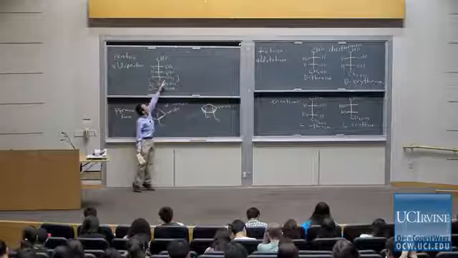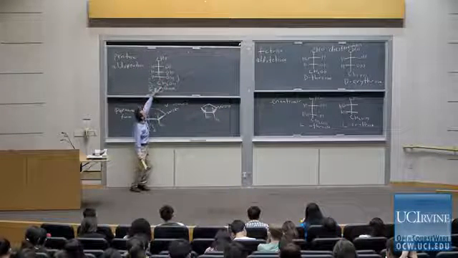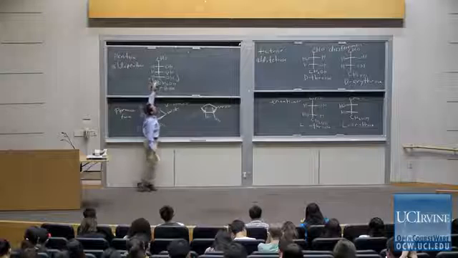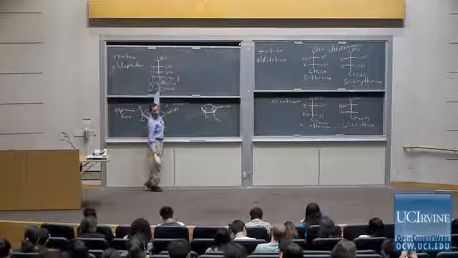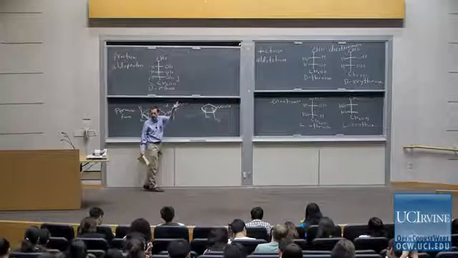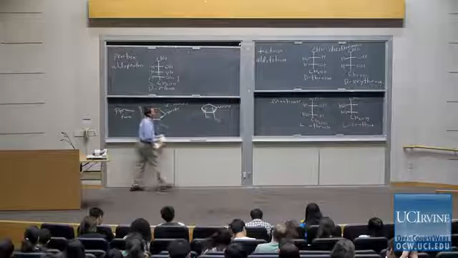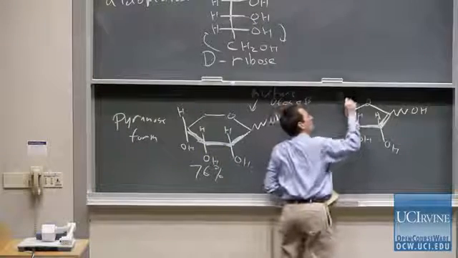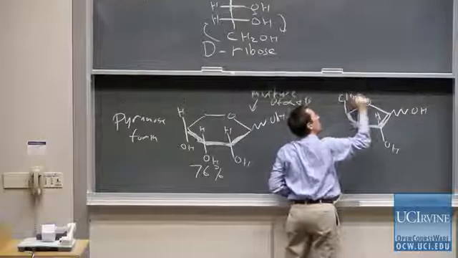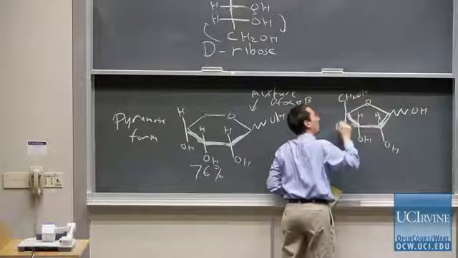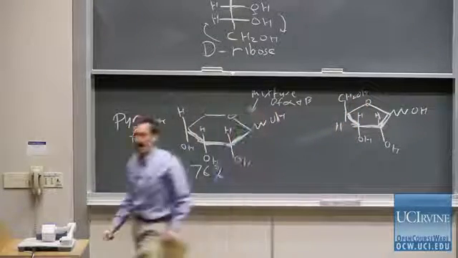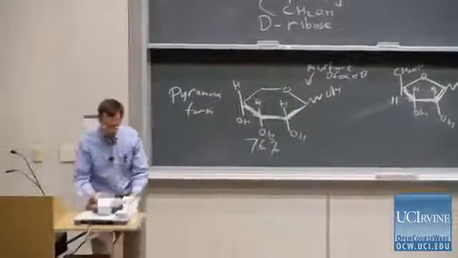So we'll just bring this oxygen down, rotate this CH2 up, rotate that hydrogen over. We're just rotating about a bond as a mental operation. So when you do that, that puts this CH2OH up and the hydrogen down. So that's the furanose form of ribose.